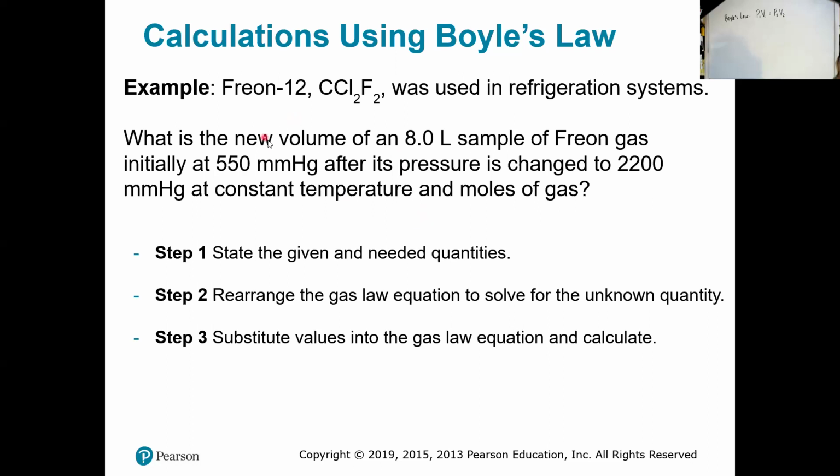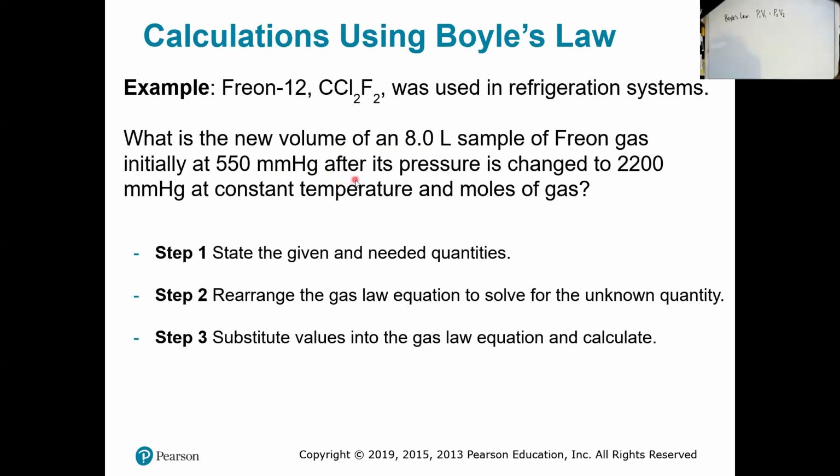Let's take a look at this one. We have an example here of a calculation using Boyle's law. Freon 12, this is the formula, was used in refrigeration systems. What is the new volume after an 8-liter sample of Freon gas, initially at 550 millimeters of mercury?